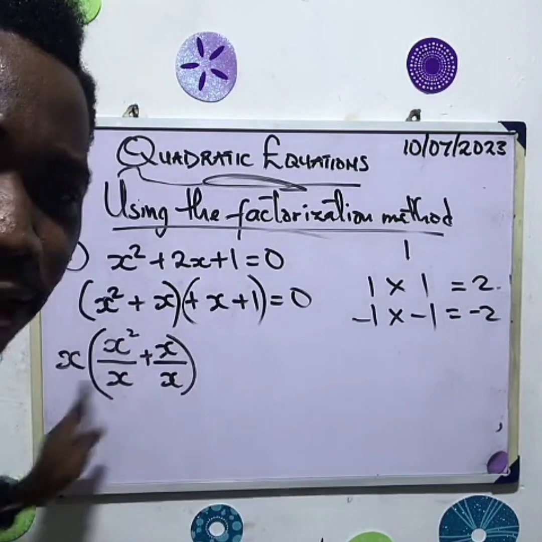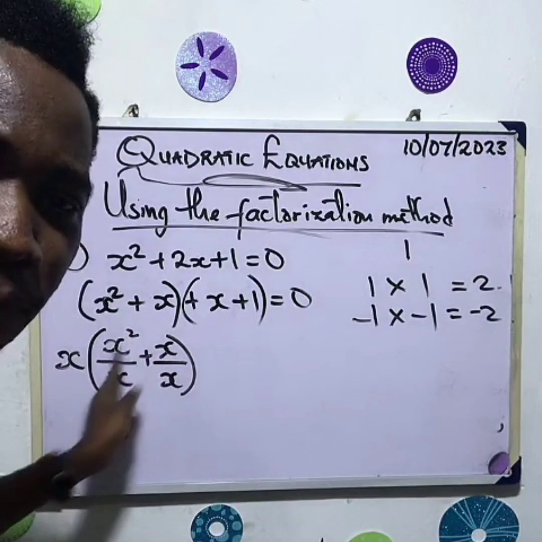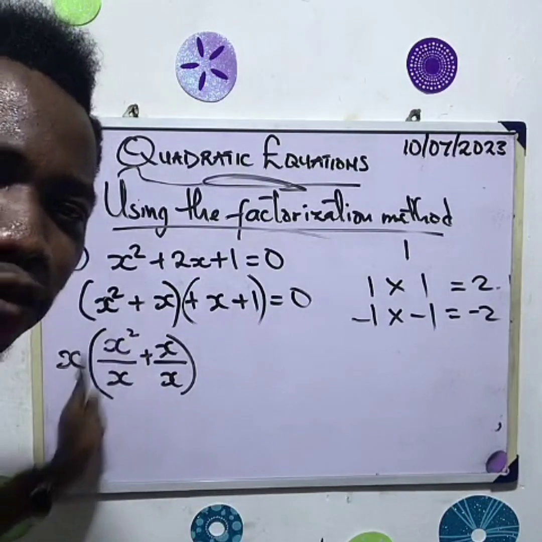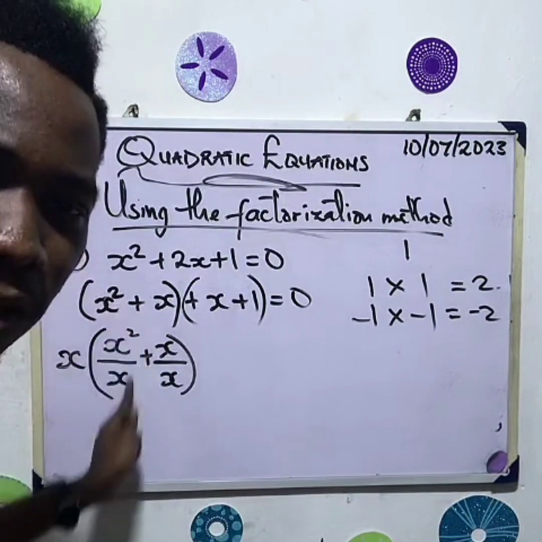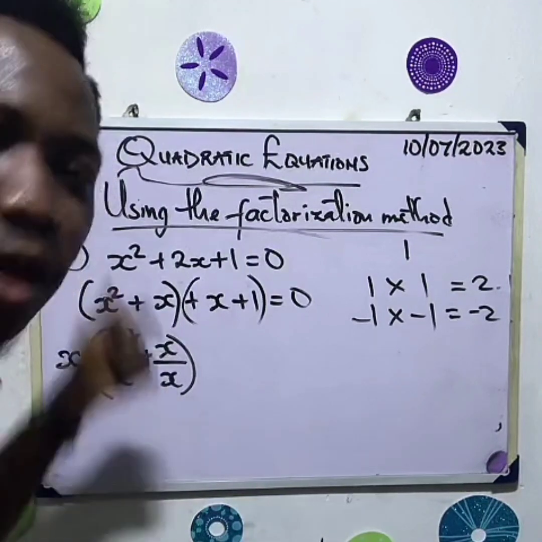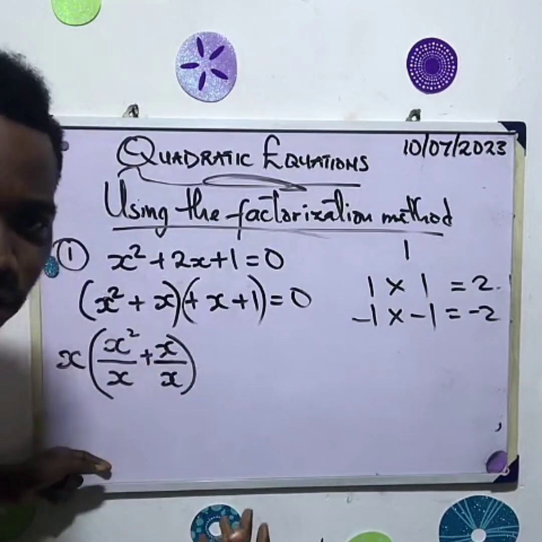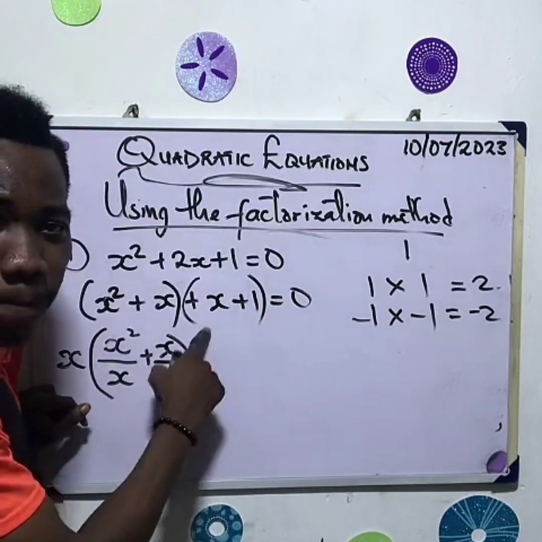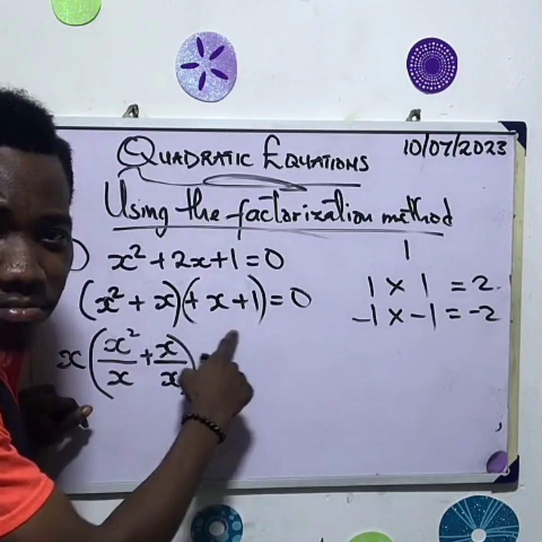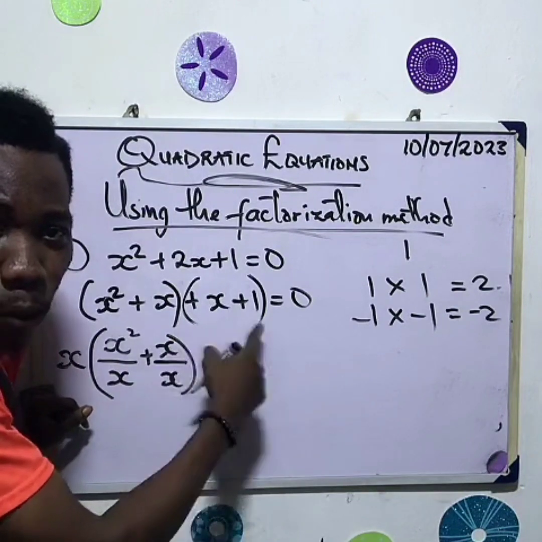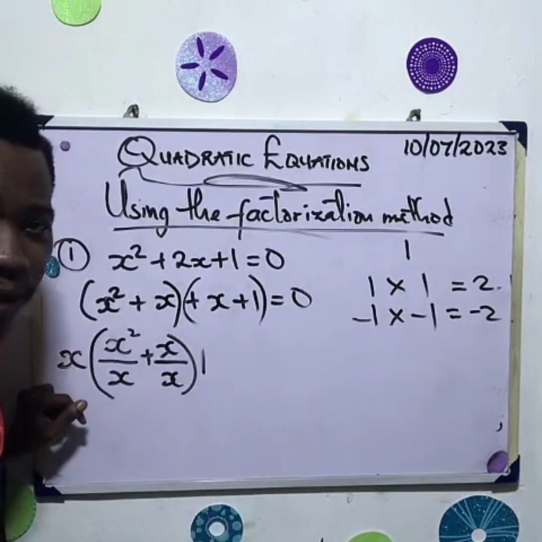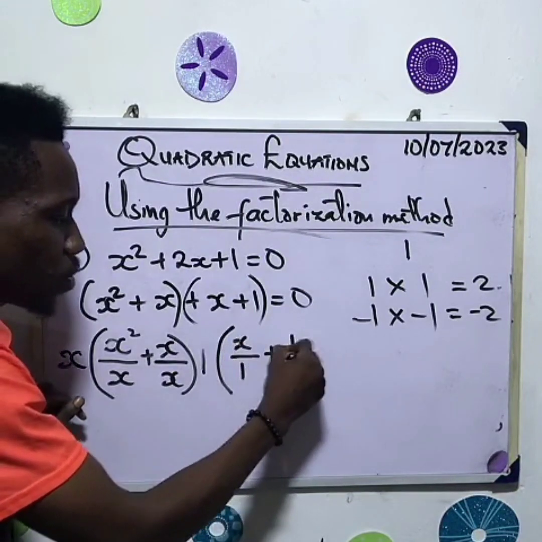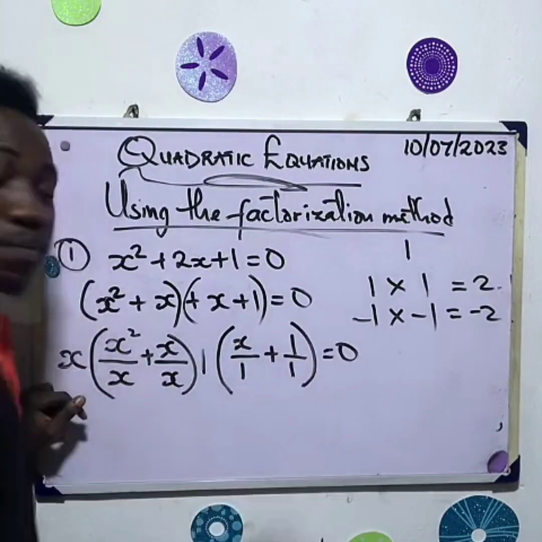Why are you dividing? You want to see the other factor. When you divide this by this, what will be the other factor? In other words, x times what will give you x squared. Either you do it this way, or if you know it, you can just write it in without dividing. Now here also, what is the common factor? X is here, x is not here. The common factor here is 1. So you have 1 outside the bracket. Then you have the same thing, x over 1 plus 1 over 1 equals 0.